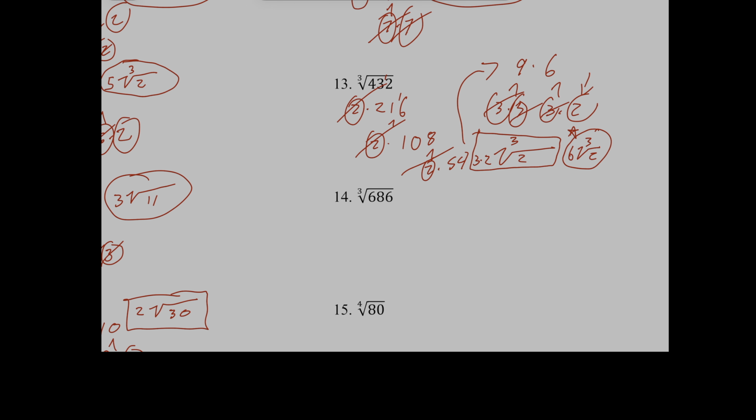Okay, so on number 14, we're again looking for a cubed root. So we're looking for 3 of a kind. That is just a nasty number to deal with, so I'm going to divide it by 2. 2 goes in the 6 3 times. It goes in the 8 4 times. It goes in the 6 3 times. Now, I know 2 won't go in because it's not even. 3 plus 4, 7 plus 3 is 10. 3 won't go into it. 4 won't, 5 won't, 6.